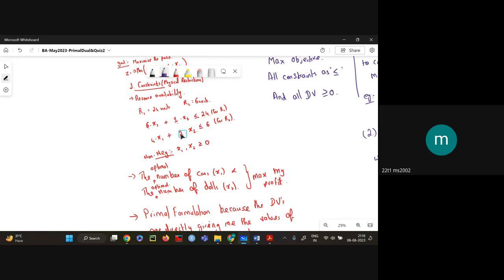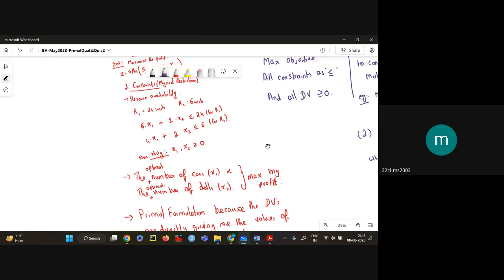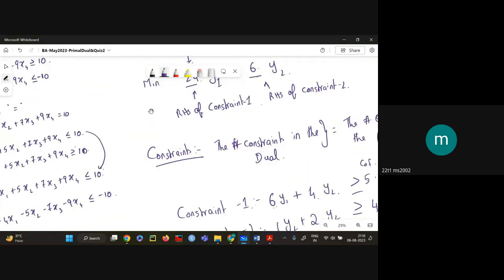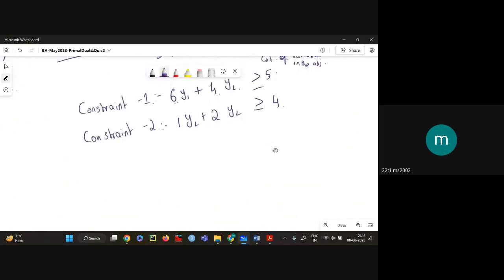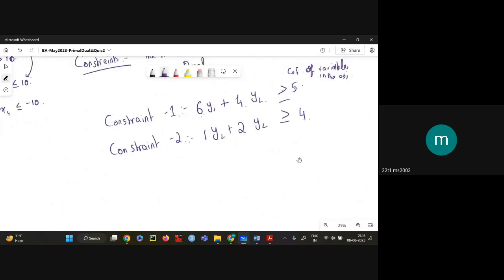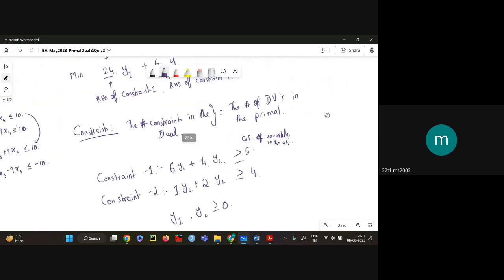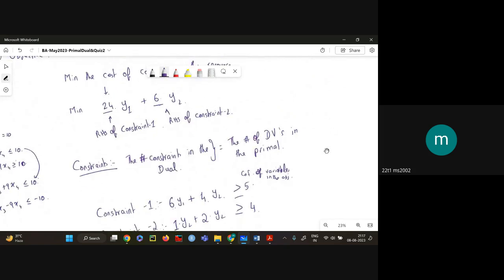All right. I think you might have got more confused than more clarity. Okay. Let me do one thing. Let me just finish this, and then I'll give you the easiest way to remember all of it. So 1 into y1 plus 2 into y2, and obviously the costs cannot be negative, so y1 and y2 must be greater than or equal to 0. So this becomes the dual formulation for my primal. Fair enough?